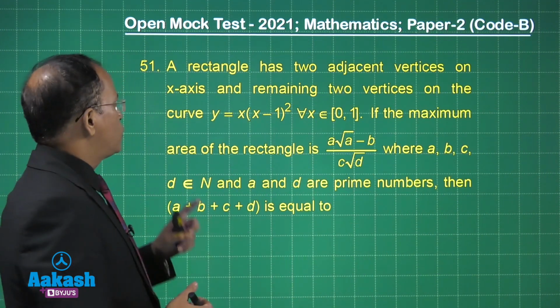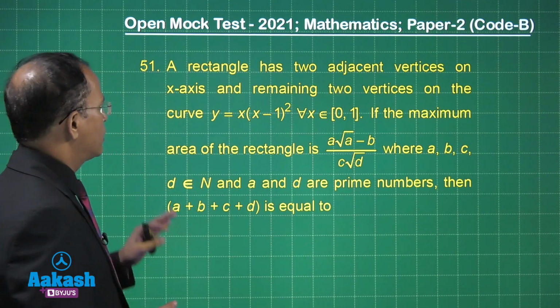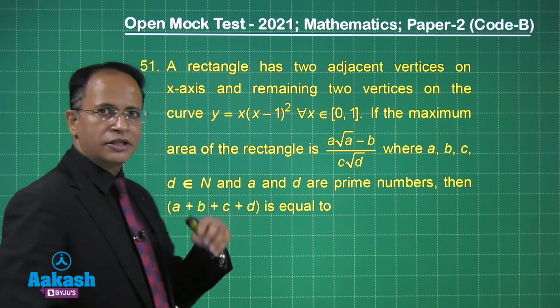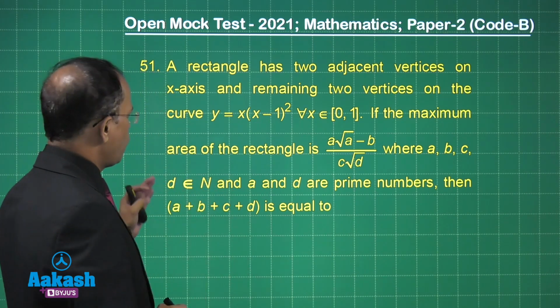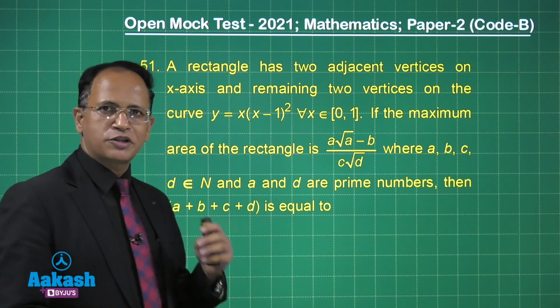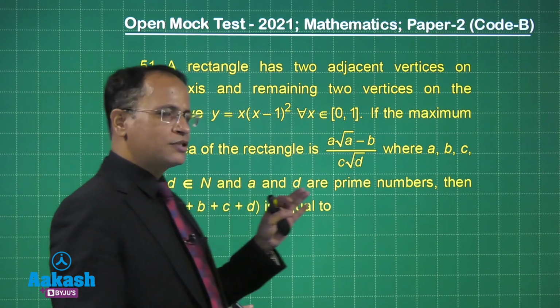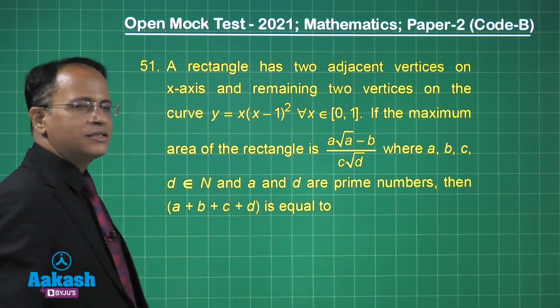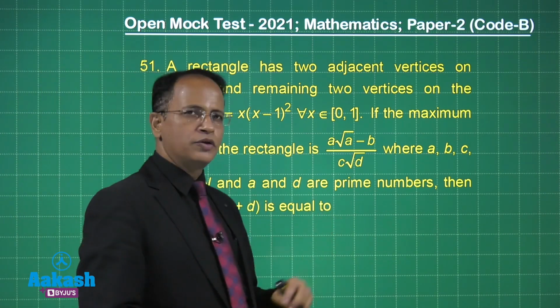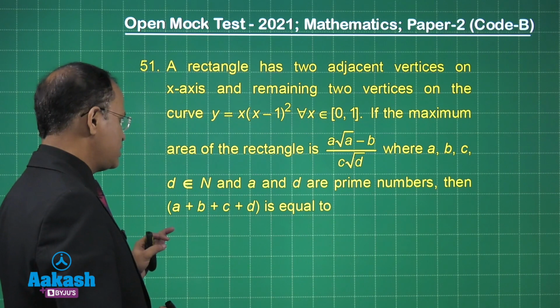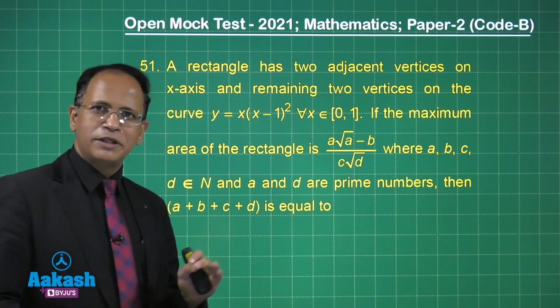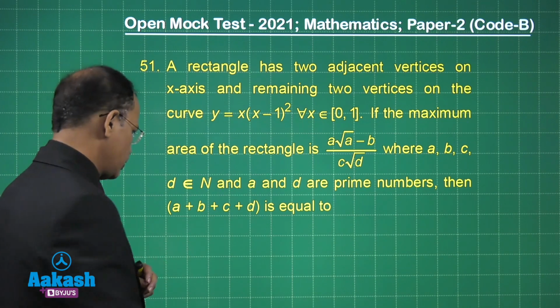So friends, let's talk about question number 51. A rectangle has 2 adjacent vertices on x-axis and the remaining 2 vertices on the curve y is equal to x times (x minus 1) whole square for all x belongs to the closed interval 0 comma 1. If the maximum area of the rectangle is (a root a minus b) upon (c root d), where a, b, c, d belongs to N and a and d are the prime numbers, then we have a plus b plus c plus d is equal to what?